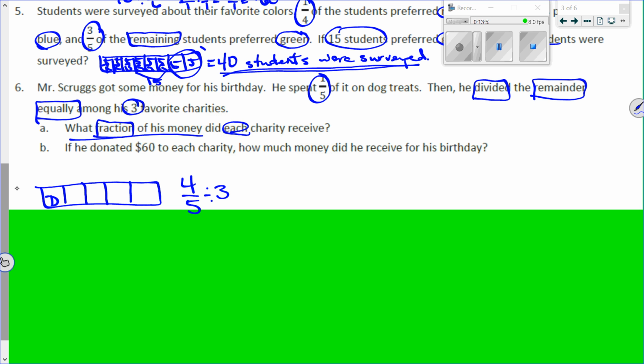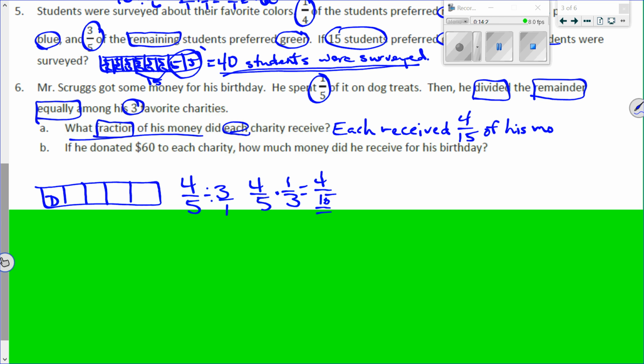Does that make sense to everybody? So again, how do I do this? Now I keep my 4/5, change it to multiplication, flip. To flip, I have to have it over 1. Make it an improper fraction. Nothing to reduce, so 4 times 1 is 4. 5 times 3 is 15. So each received 4/15, not tenths. Oh, I did 15/4.